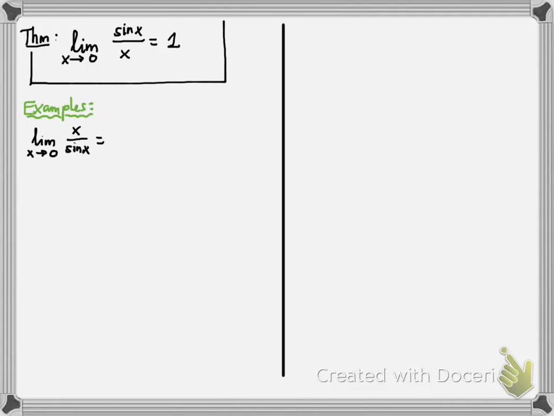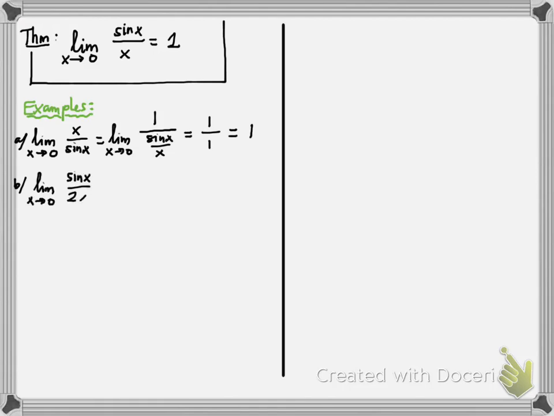Let's start with the limit when x approaches 0 of x over sine of x. Well, we can write x over sine of x as 1 over sine of x over x. And we know the limit of sine of x over x is 1, so the denominator goes to 1. Therefore, the limit is 1.